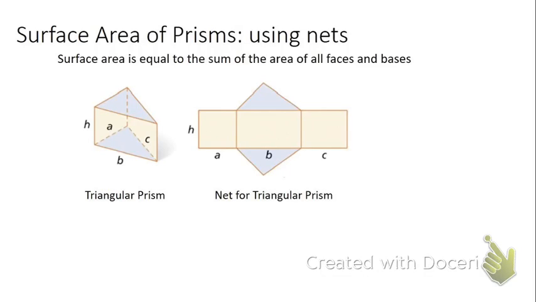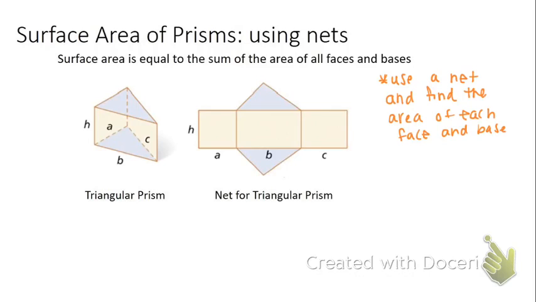So what is surface area? Surface area is equal to the sum of the area of all the faces and bases. So what that means is that you can use a net and find the area of each face and base and add them together. Sometimes you're going to have to know what the nets are. And add those together. So that's what that is saying here.